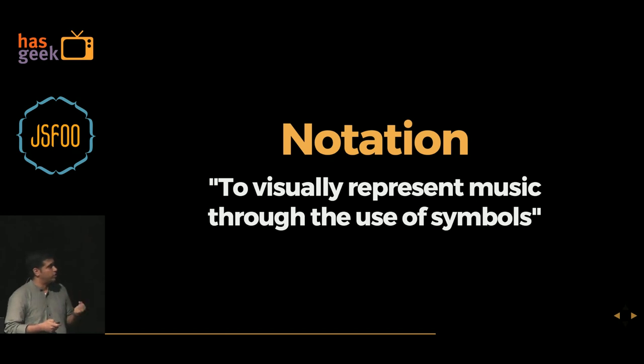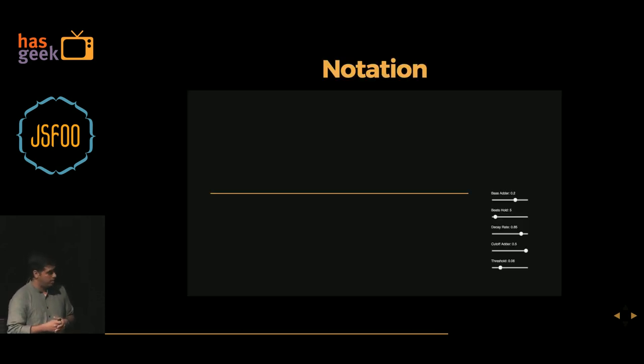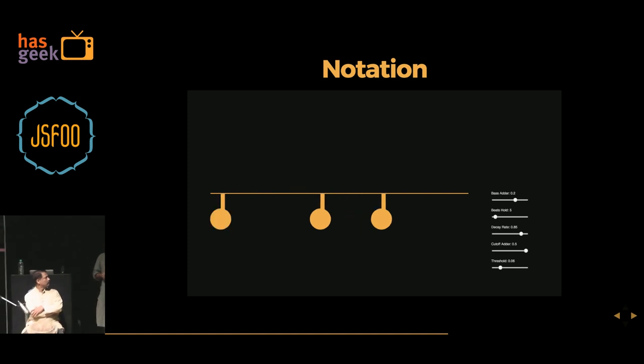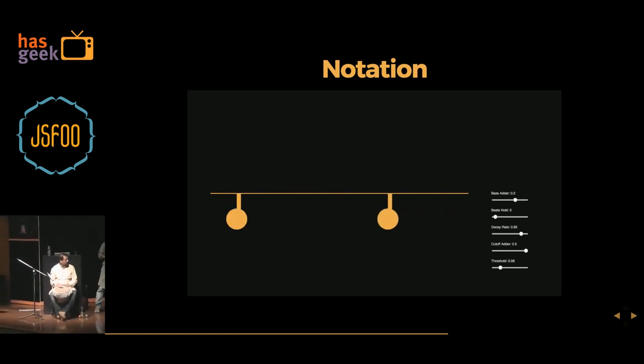Right? So notations are where we're now representing music using symbols, right? And that's what we're trying to do. So if I ask Ashok to play again, you'll start to see some notations.